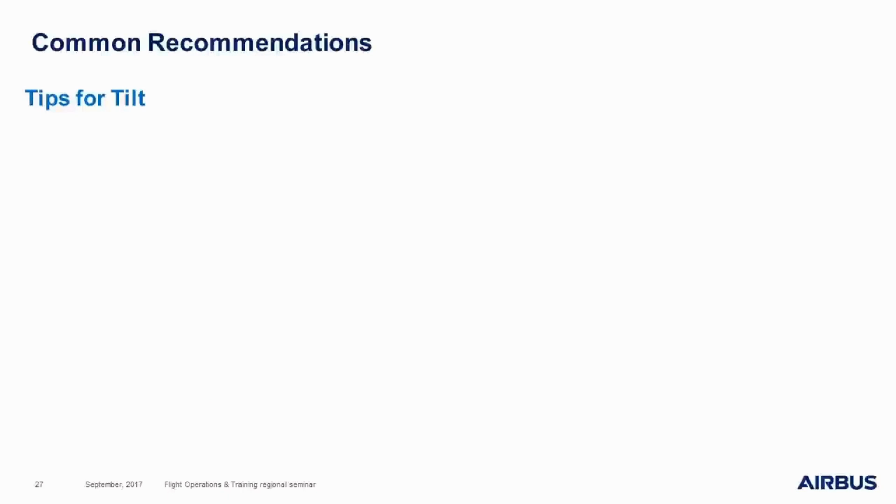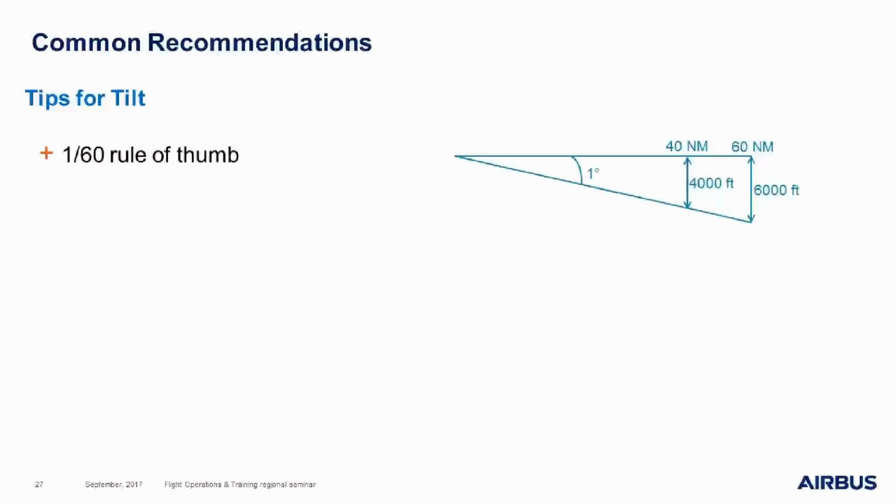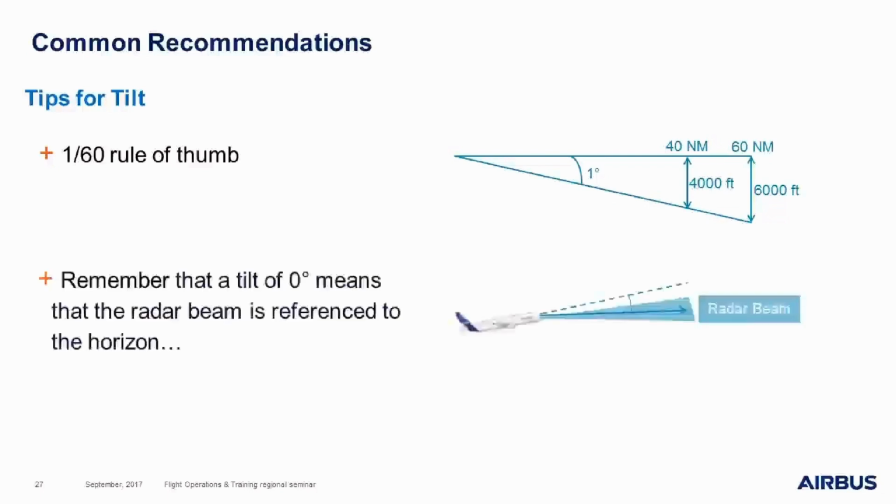Now, please let me remind you of a few tips for the tilt. First, what we call the 1-in-60 rule of thumb. If you have a tilt angle of 1 degree, it means that at 40 nautical miles, you look 4,000 feet below the aircraft, and at 60 nautical miles, you look 5,000 feet below the aircraft. Also remember that the tilt angle of 0 degrees means that the radar beam is referenced to the horizon and not to the horizontal axis of the airplane.